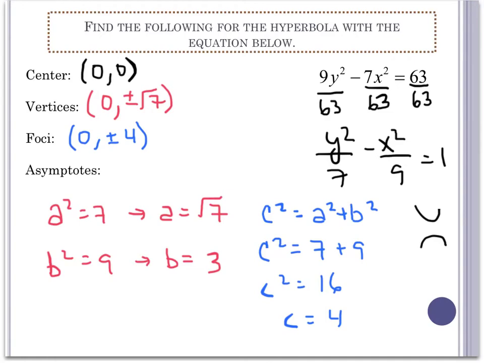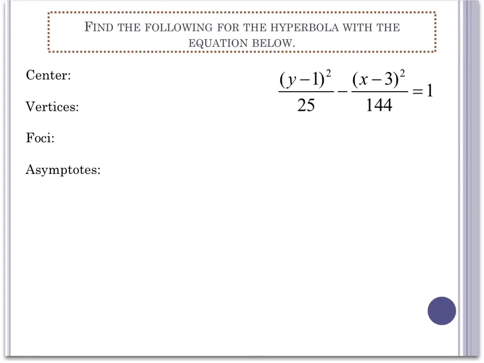Now my asymptotes are going to be the lines that are created by the diagonals of my central rectangle. All right? Now that means I must go to my center. I'm going to go up A and over B. Okay? Up A and over B. So the slope of that box will be plus or minus A over B. Now it's always plus or minus because I have two asymptotes, one with a positive slope and one with a negative slope.